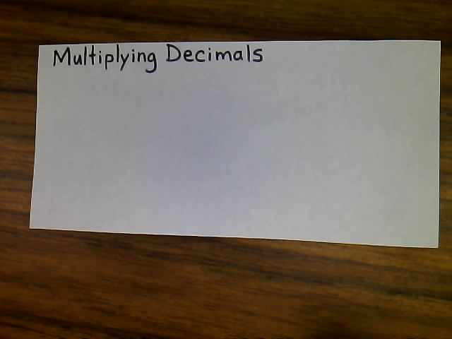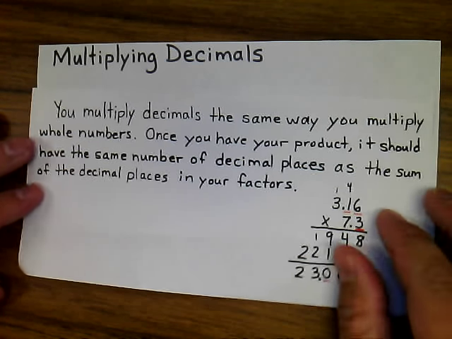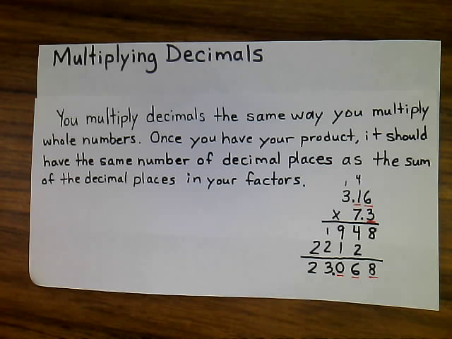Today's video is on multiplying decimals. You multiply decimals the same way you multiply whole numbers. Once you have your product, it should have the same number of decimal places as the sum of the decimal places in your factors. Let's count.